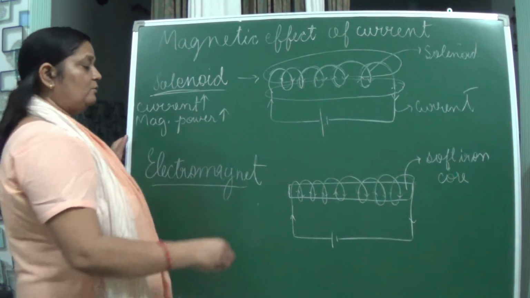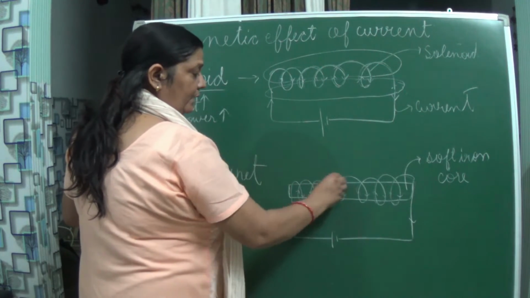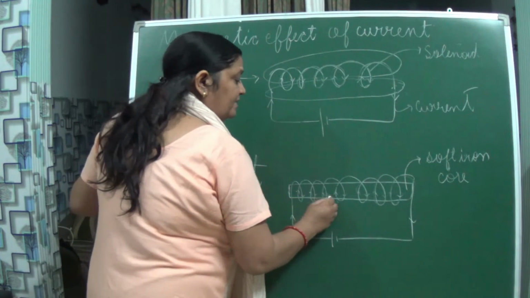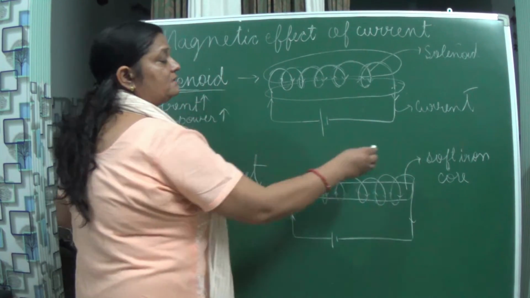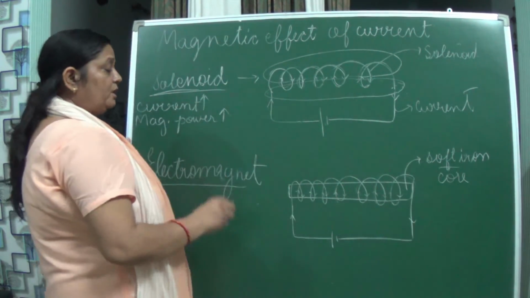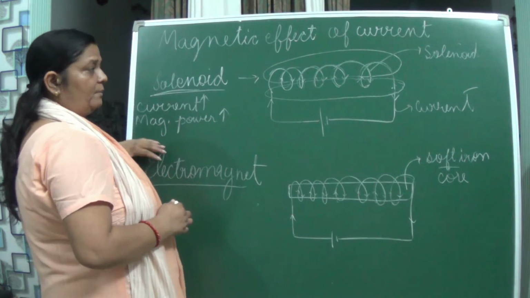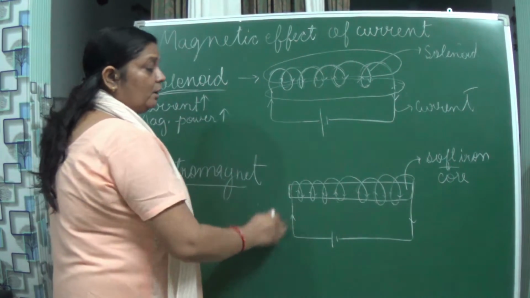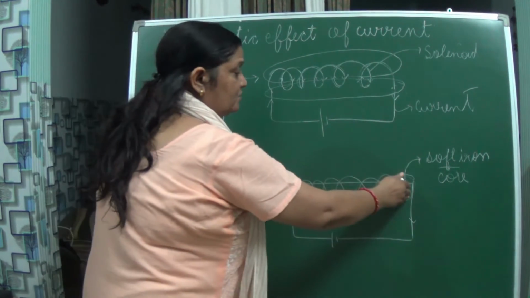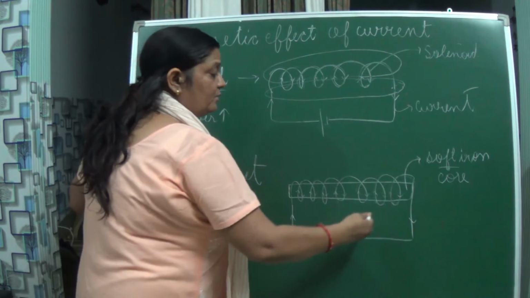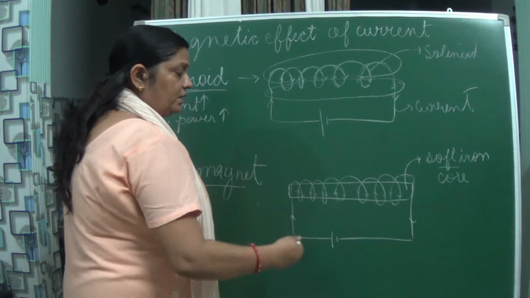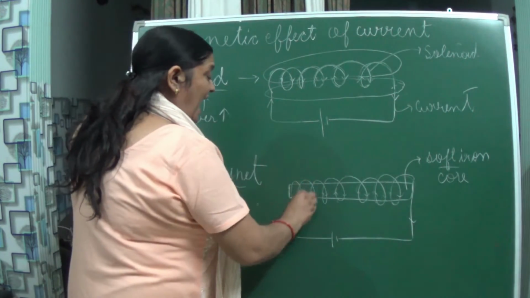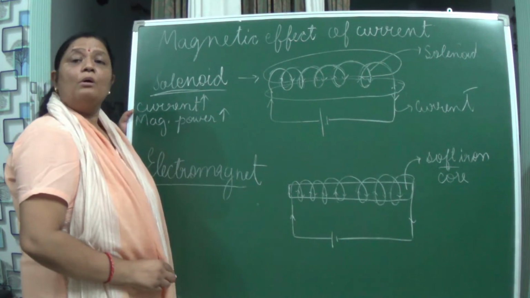Now the electromagnet. You can see this is a solenoid only, with the turns of coils. Here a material has been inserted. That is soft iron and it is known as the core. So the difference between a solenoid and an electromagnet is the addition of this soft iron core inside it, and nothing else. When this is inserted inside it, its efficiency becomes more. It becomes more efficient at producing magnetic effects, and as a result it acts like an electromagnet.